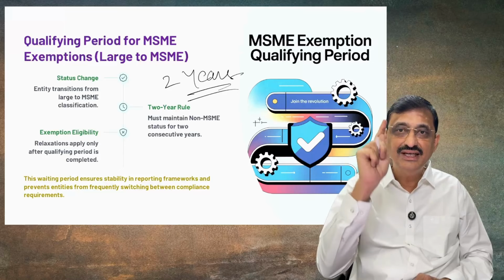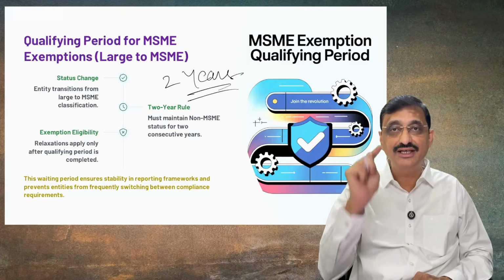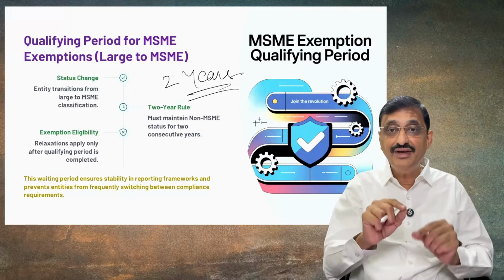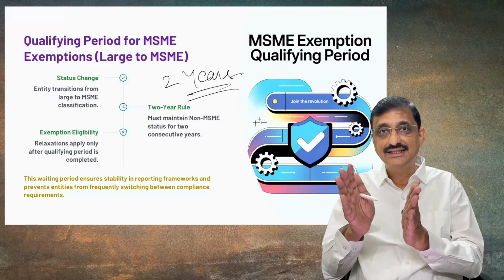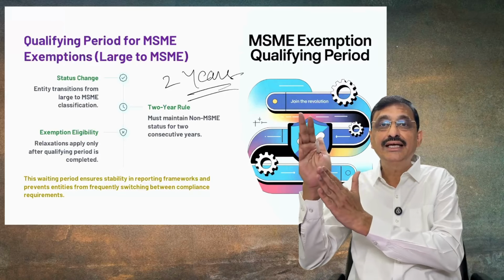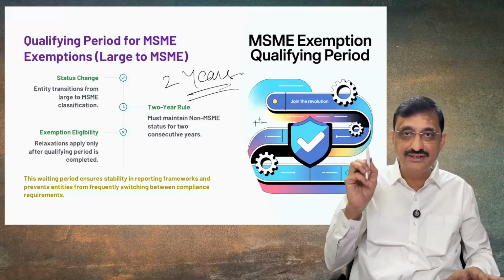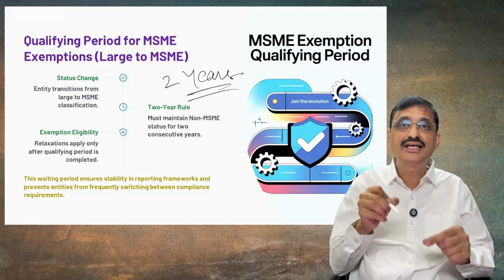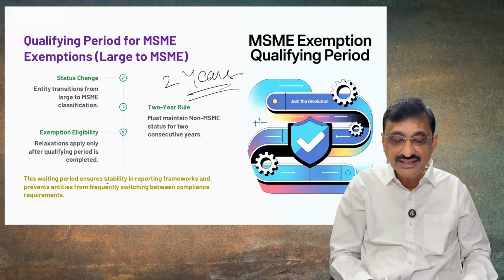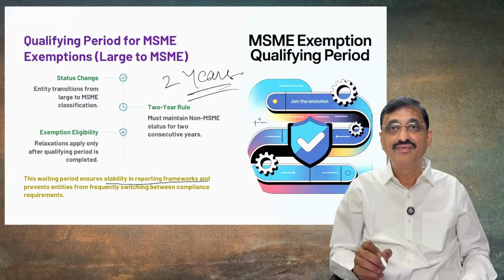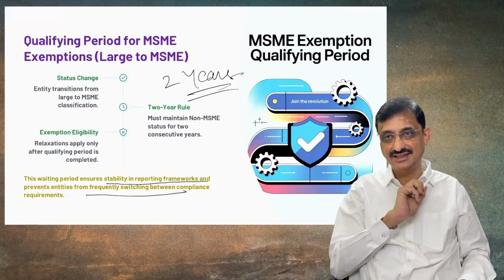For 2 more years your status will be large and you have to comply with the full accounting standards and full disclosure requirements. Only when you continue as an MSME for 2 years, then you will be eligible to take the exemptions or relaxations from the third year onwards. Now, why has this rule been introduced? This waiting period will ensure stability in the reporting framework and prevents entities from frequently switching between compliances.